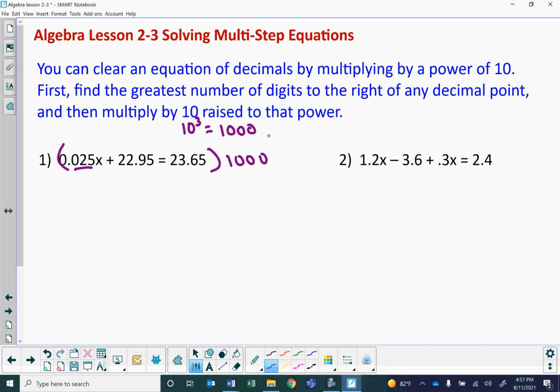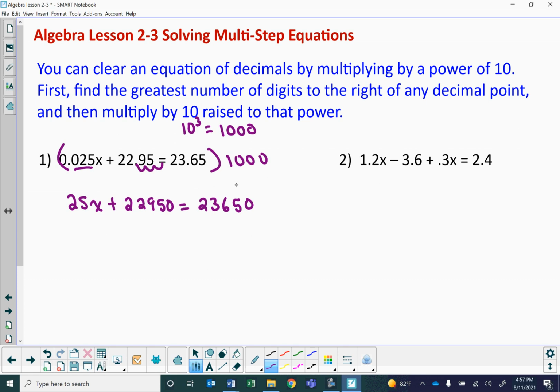So instead of having 0.025x, I have 25x plus, move the decimal point 3 places to the right, 1, 2, 3, add a 0. That's 22,950 is going to equal 23,650. So 25x plus 22,950 is equal to 23,650.